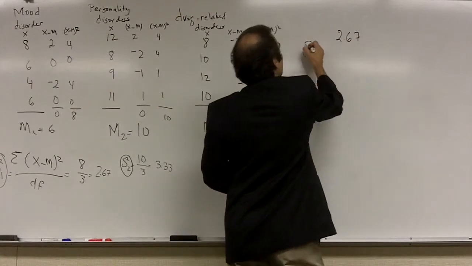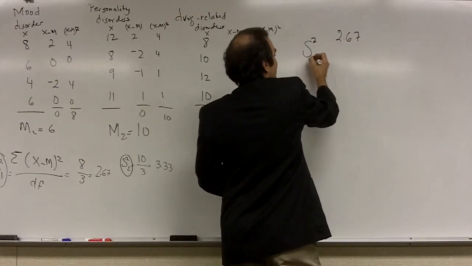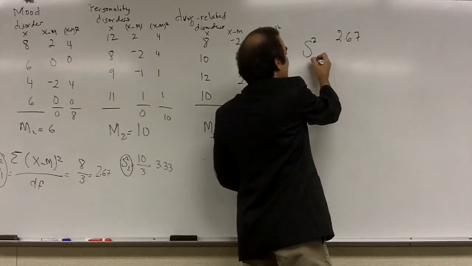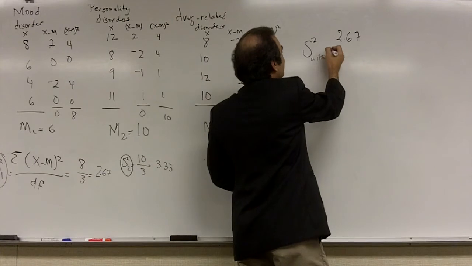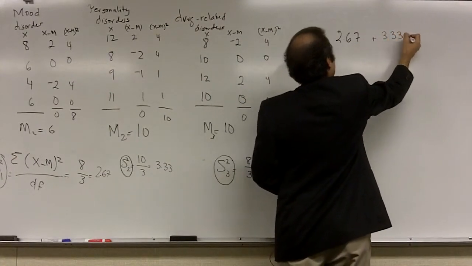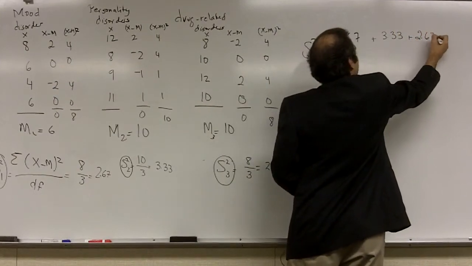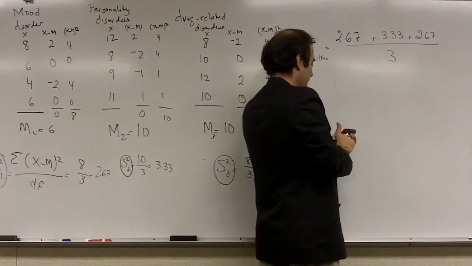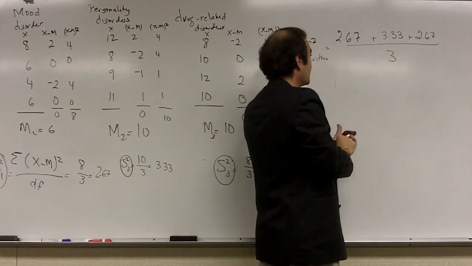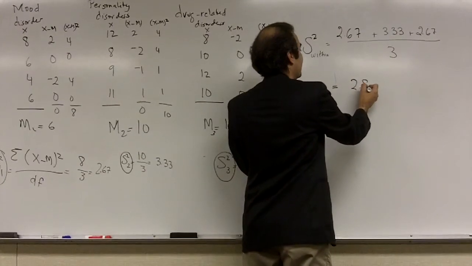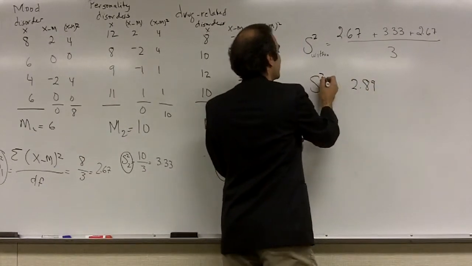So S squared, now we're going to call it pooled, but instead of pooled, what did we determine we call it in the case of analysis of variance? Within. So S squared within equals 2.67 plus 3.33 plus 2.67 divided by 3, by n, the number of scores. 2.67 times 2 plus 3.33 divided by 3 gives us 2.89. This is s squared within.